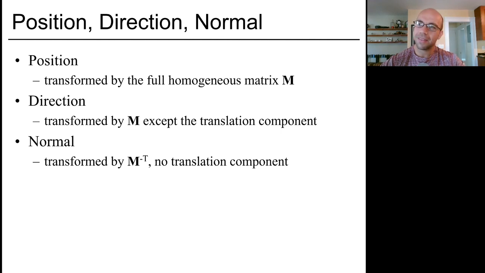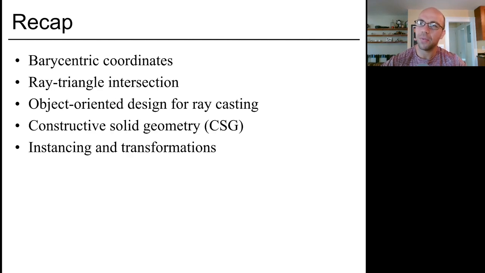Okay, so that's it for today. So as a quick recap, we covered a lot of different things in today's lecture. We talked about barycentric coordinates and how to intersect rays with triangles. We mentioned how to do a little bit of object-oriented design for ray casting, namely that I can abstract away the concept of an object and just leave behind a function that intersects rays with that thing. And then we talked about two special cases.